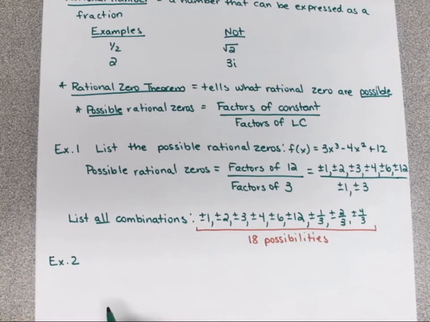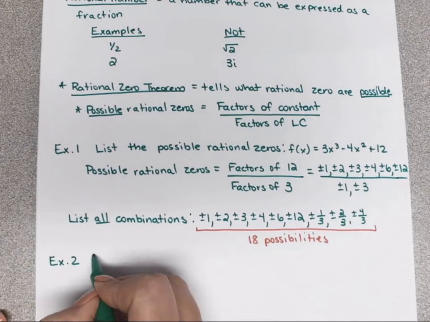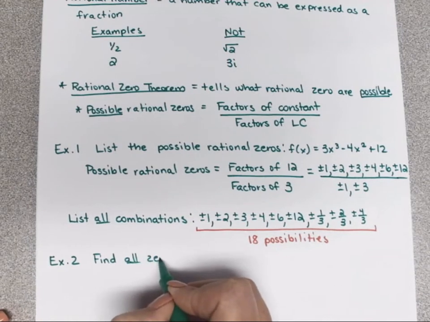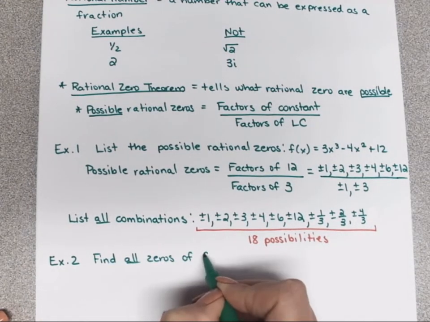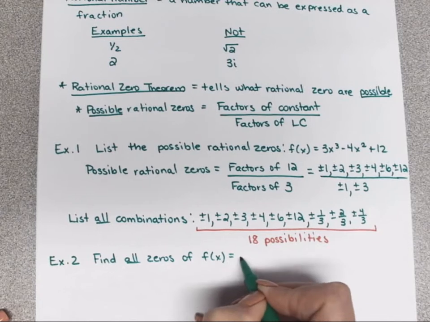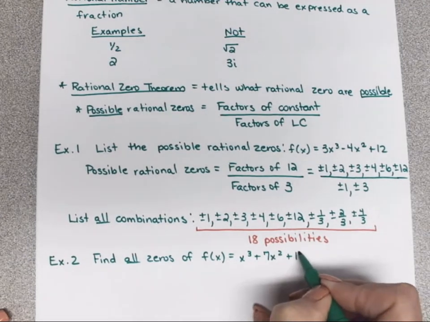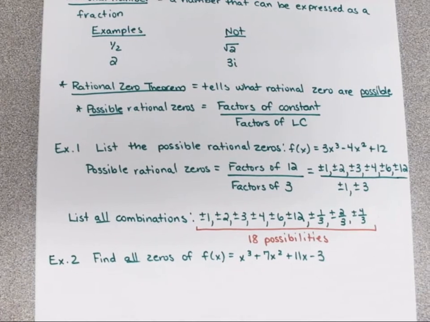So let's look at one where we kind of start from scratch. Let's say I wanted you to find all the zeros of f of x equals x cubed plus 7x squared plus 11x minus 3.